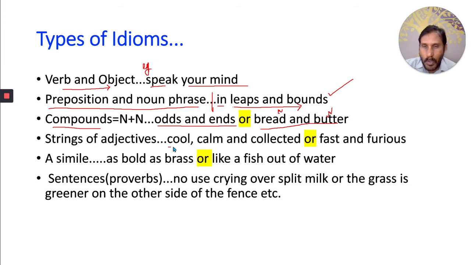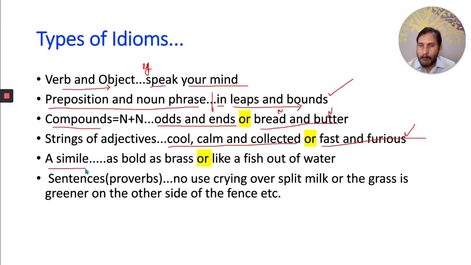For example, cool, calm, and collected. During a speech, he appeared to be cool, calm, and collected. During the performance, he appeared to be cool, calm, and collected. Cool is an adjective, calm is an adjective, collected is also an adjective. Collected is not a verb here. Fast and furious is also one. Fast is speed, furious is angry, fast and furious is a combination of adjectives, correct?